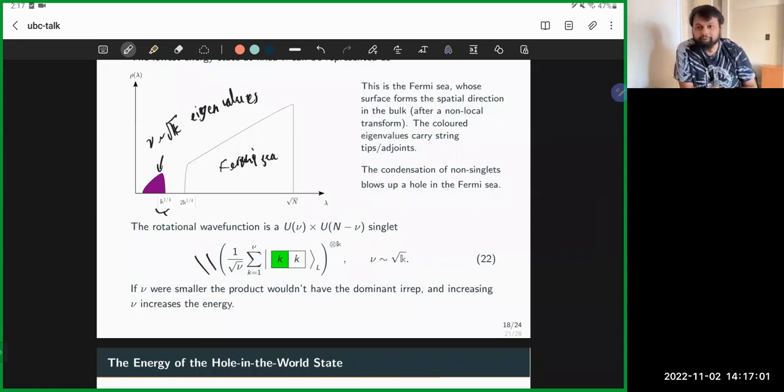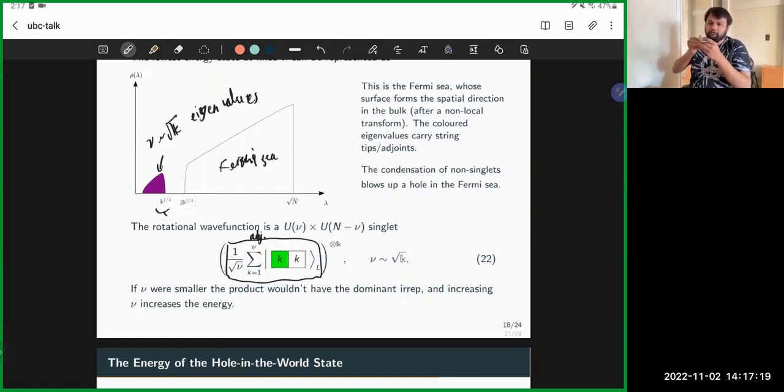This part might be a bit opaque, so let me spend a minute on it. So first you have a single adjoint. This is an adjoint state.